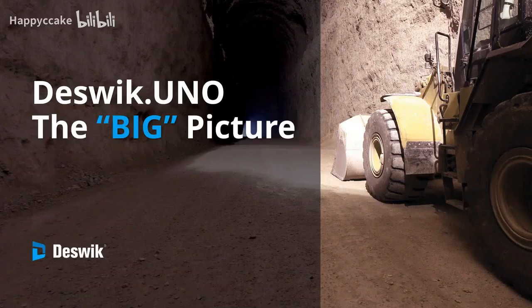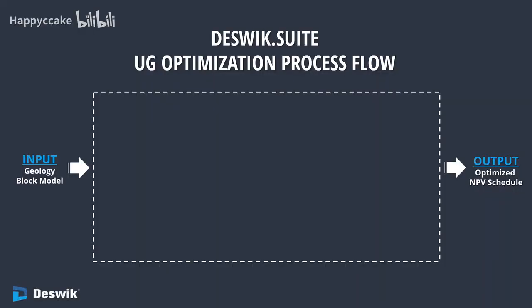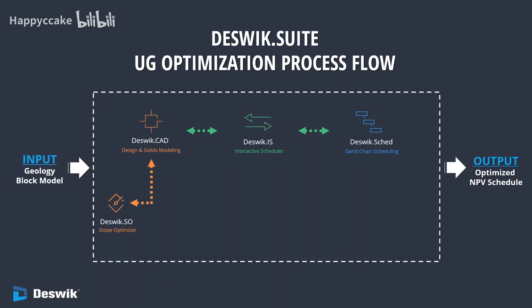So Deswick Uno, the big picture, where does this fit? If we look at the underground optimization process flow, normally you start off with the block model and you want to end up with the optimized NPV schedule. The current setup we see with our clients is they will use the stope optimizer to do their stope designs automatically, the CAD to do editing and attributing, Deswick IS to do the sequencing, Deswick Schedule to do scheduling, resource, and leveling.